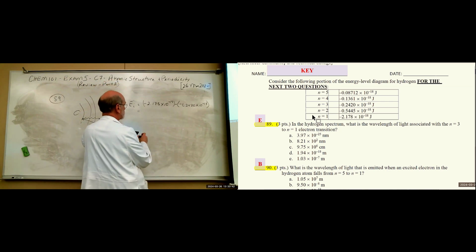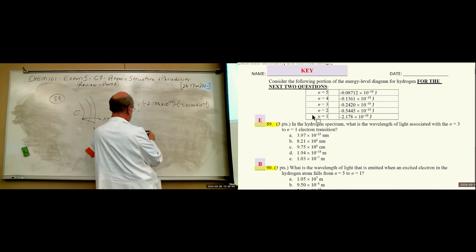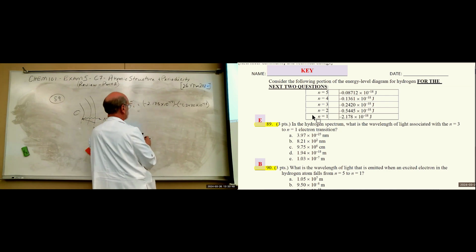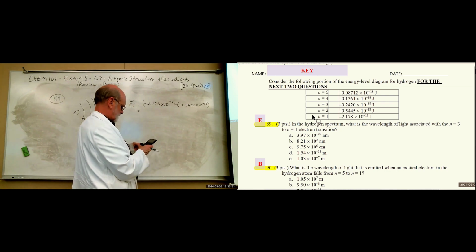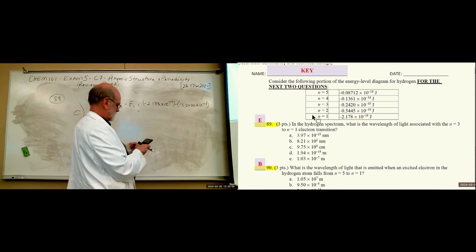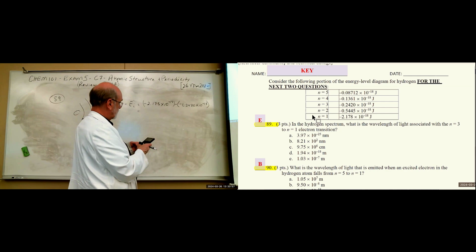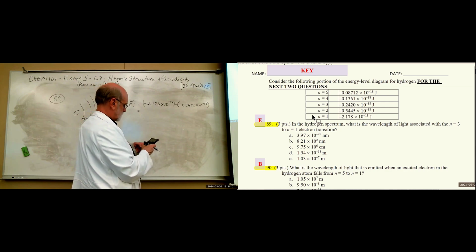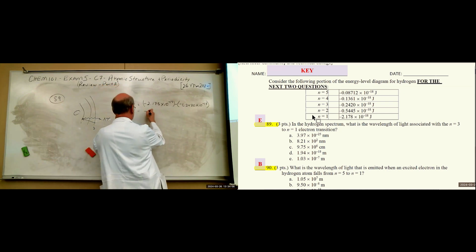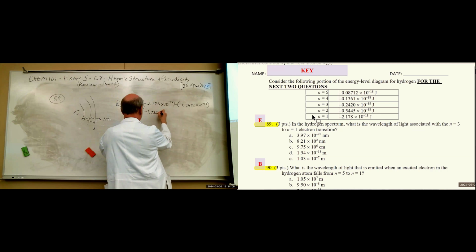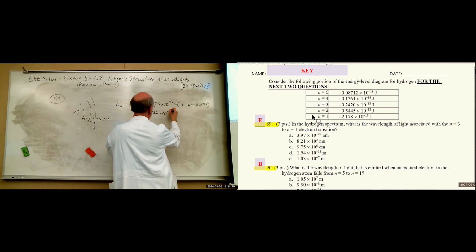This is not right. Sorry. 2.178. 0.242. That's better. This is minus 1.936 times 10 to the minus 18.